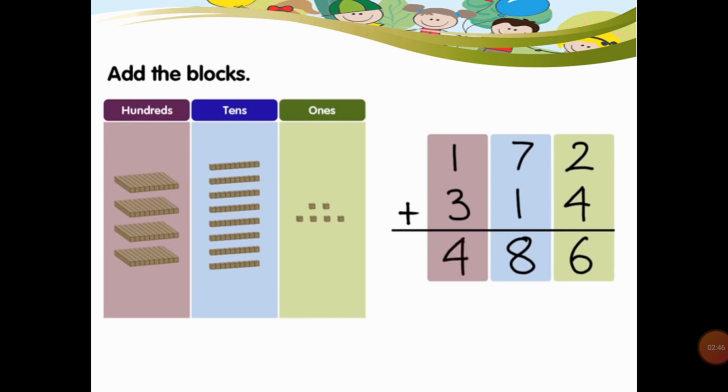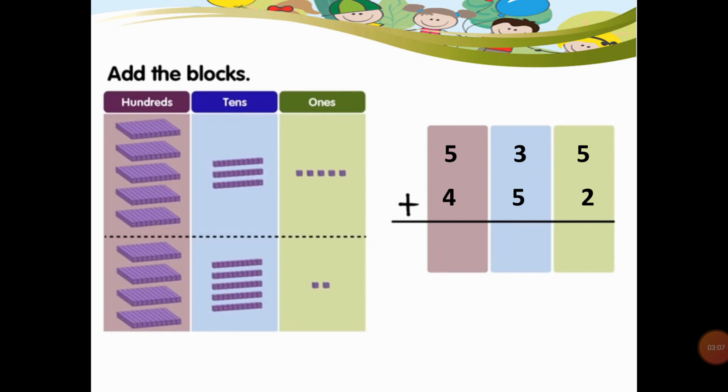And in the same way we will add the blocks of the hundreds column. We had 100 and 300. So when we add 100 and 300, that will be equal to 400. So students, when we add 172 with 314, the answer which we will get is 486. Let's move on to another example.